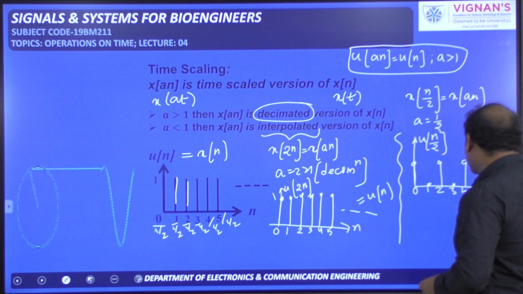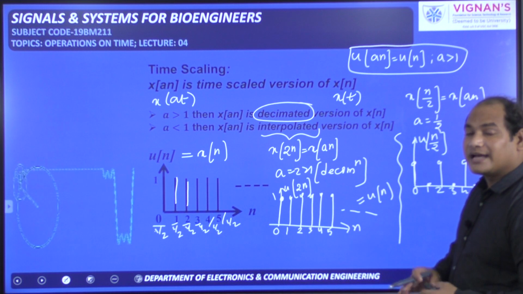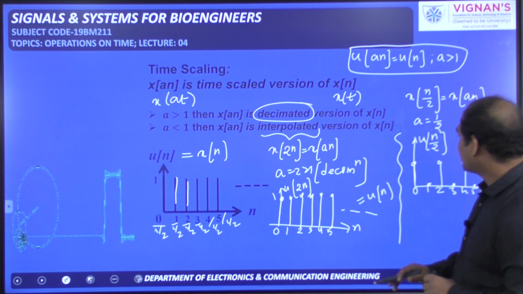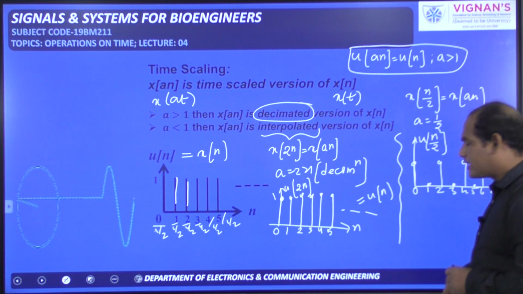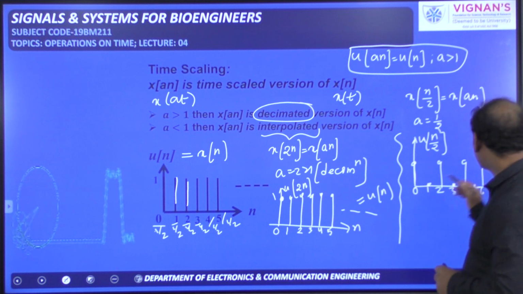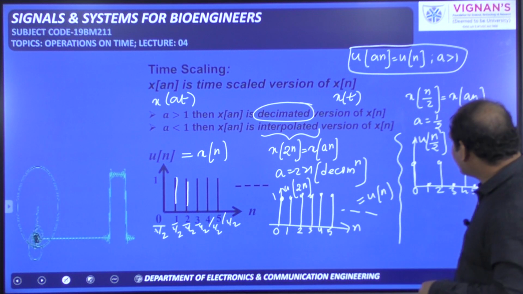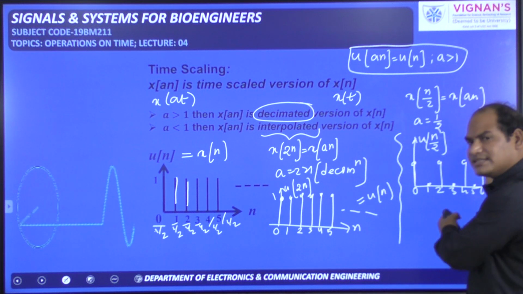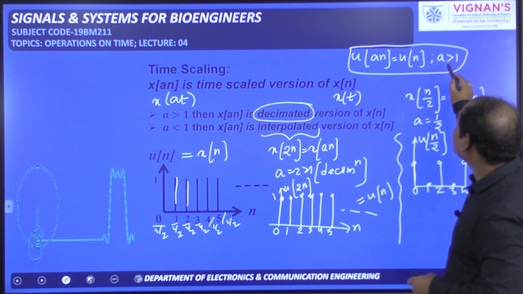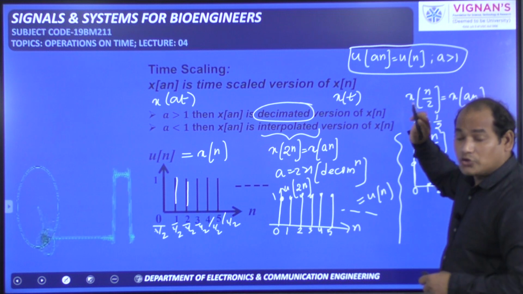This is called the interpolation version, the counterpart is expanded, but we can't take it directly like that, because in that case the amplitude would be maintained, but here the amplitude is becoming 0. It is called interpolation because here a is less than 1. It will be expanded like this. After completion of this time scaling operation, if you see this, it is not u of n. That's why I have given a greater than 1 here. Simply you can't write u of an is equal to u of n.